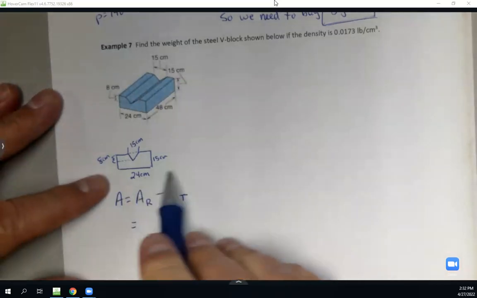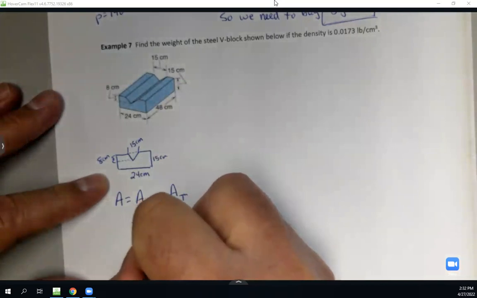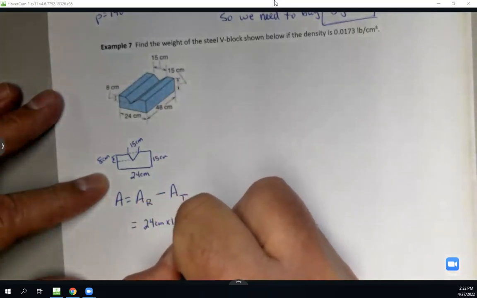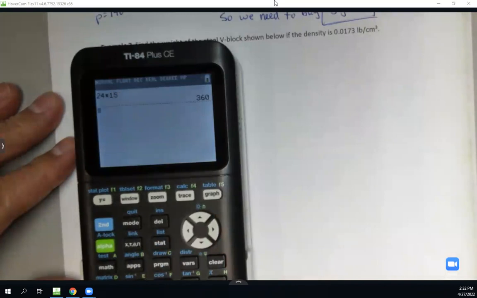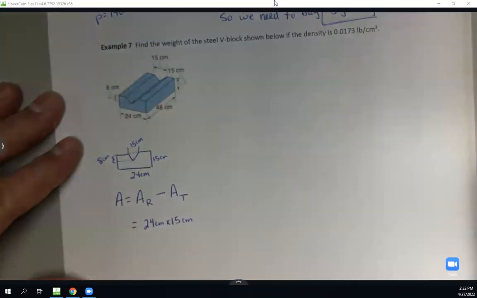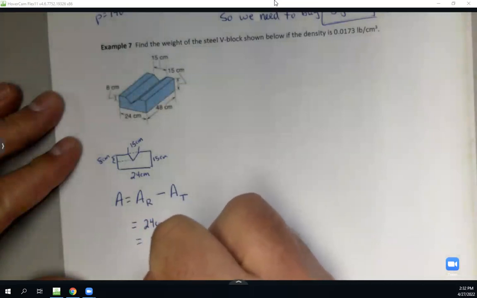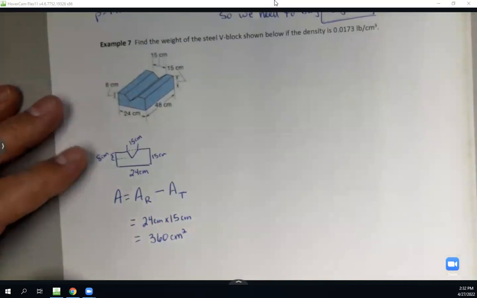So the area of my rectangle, it's just a 24 by 15 rectangle. So that's going to be 24 centimeters times 15 centimeters. And 24 times 15 is 360. So the area of the rectangle is 360 square centimeters. Is that okay?